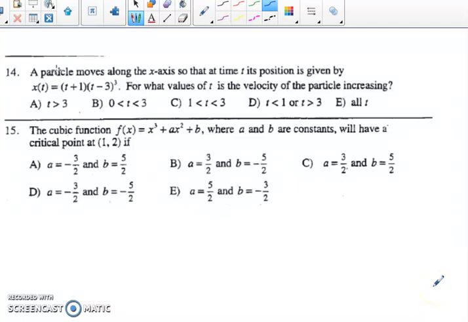All right, for 14, they're saying particles moving along the x-axis. They give a position function, and they want to know where velocity is increasing. Velocity is increasing where acceleration is positive. So let's go ahead and, well, let's see, I'll do this one graphically so that we can get an understanding of where the second derivative is above the x-axis.